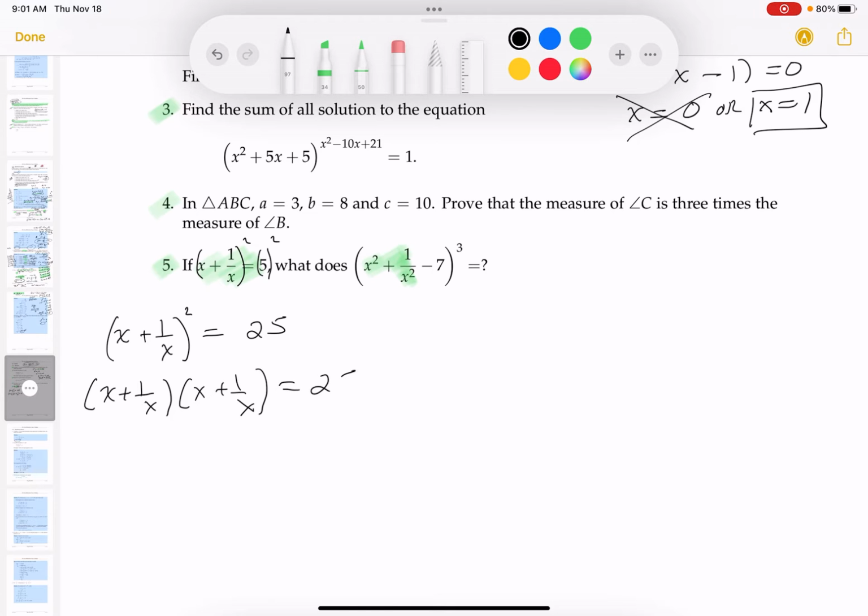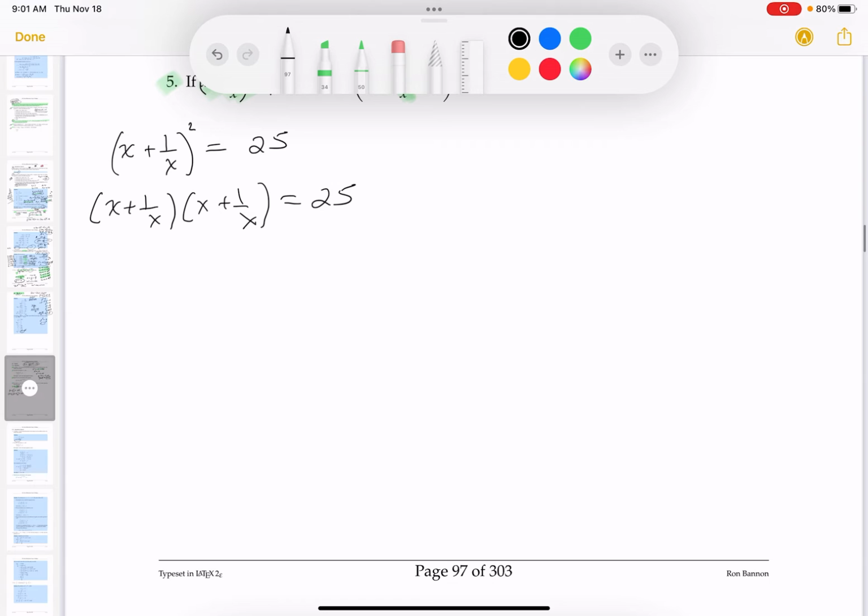And that equals 25. And again, this could give you a dead end, but it's a short dead end. What do you get? X squared. Then you'd get 1 plus 1, provided x isn't 0, by the way, plus 1 over x squared. And now it would equal 25. And then I'm getting x squared plus 1 over x squared would equal, well, 1 plus 1 is 2. This would equal 23.